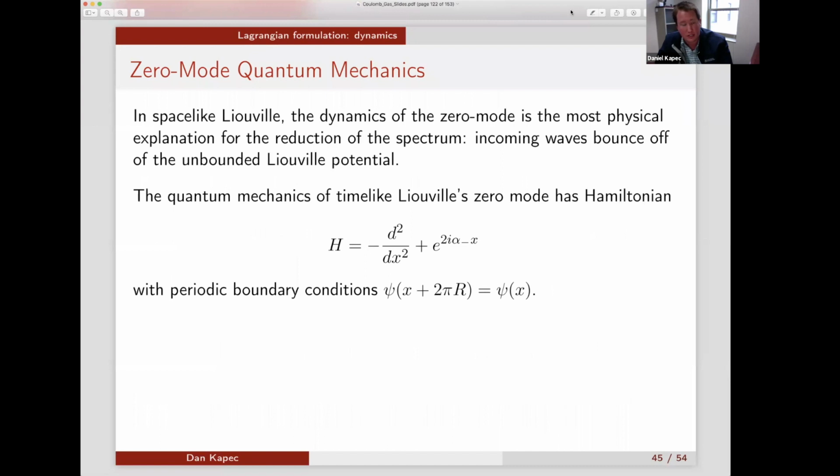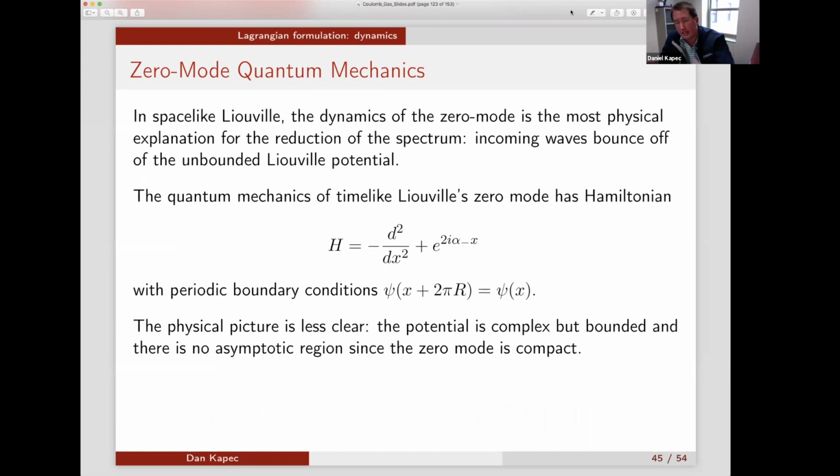Okay, I was also going to discuss the zero mode quantum mechanics just because it has some interesting differences between space-like and time-like Liouville. So, the exponential for the zero mode in this case is a phase, which is a little bit bizarre. It's obviously not Hermitian. And it's also quite different from the space-like Liouville case because it's not an unbounded potential, it's complex. Does it really make sense as quantum mechanics?